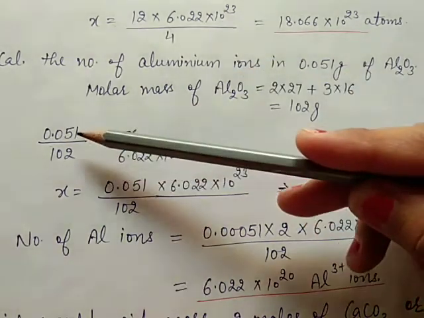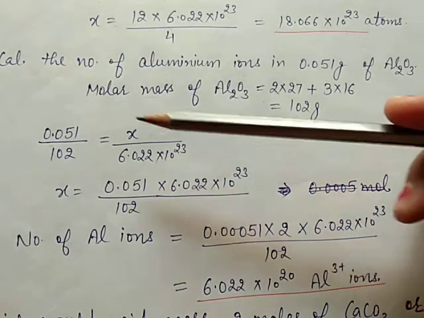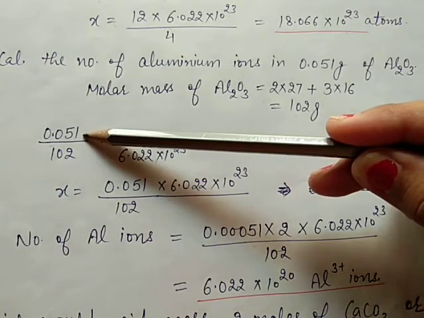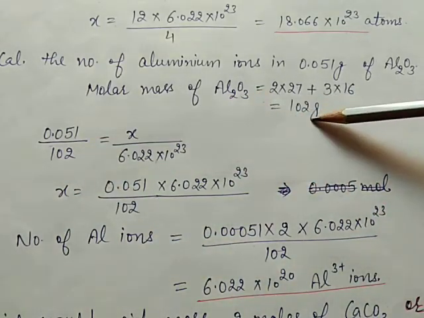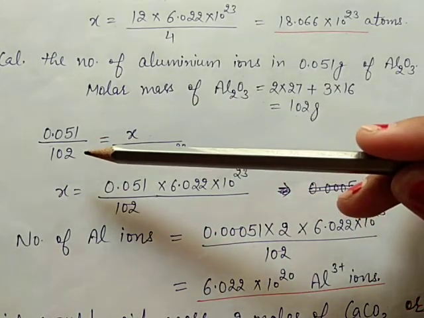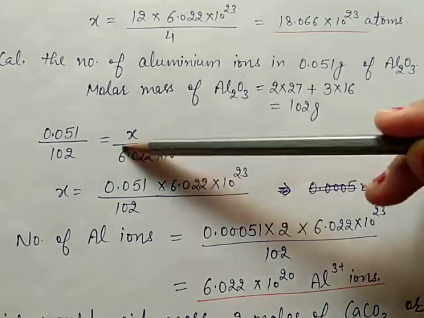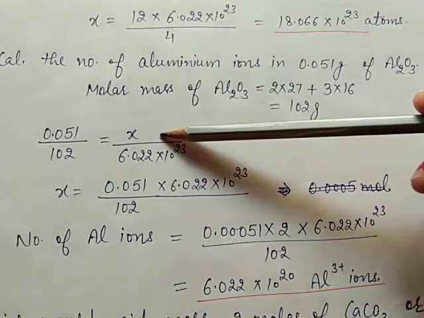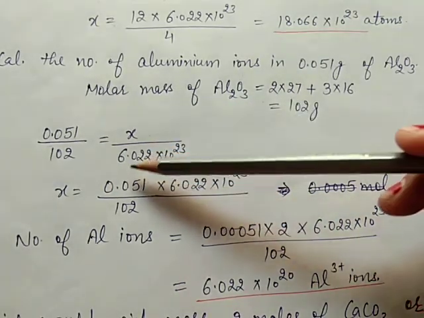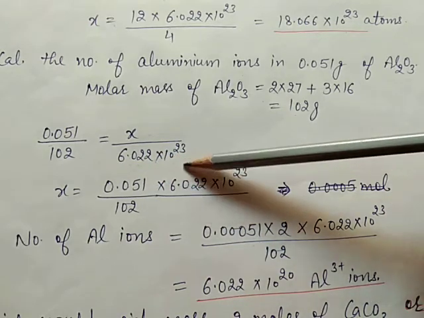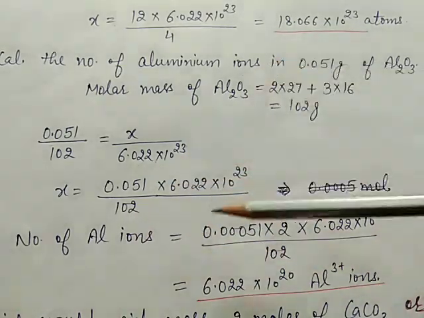Apply the formula. Number of moles is equal to number of particles divided by Avogadro number. Number of moles is equal to given mass, this is given in numerical, divided by molar mass. Molar mass we have already calculated, so 0.051 gram divided by 102 gram is equal to x. Suppose the number of ions is x, divided by Avogadro number 6.022 into 10 raised to power 23. After cross multiplication, this is the answer.